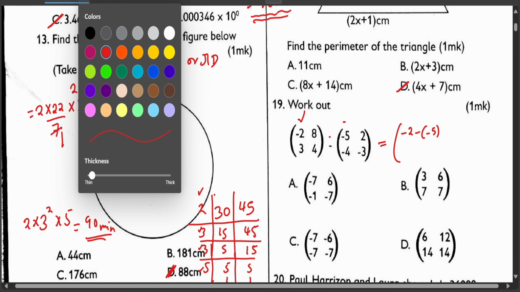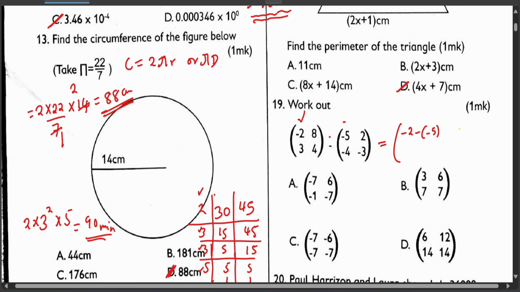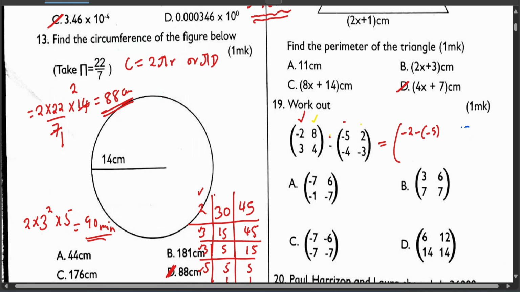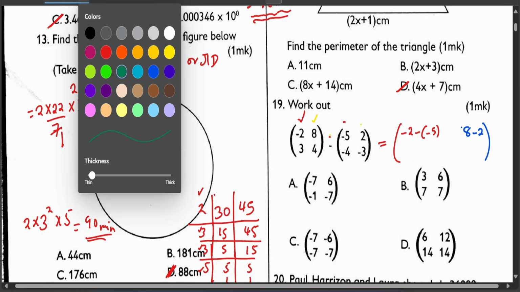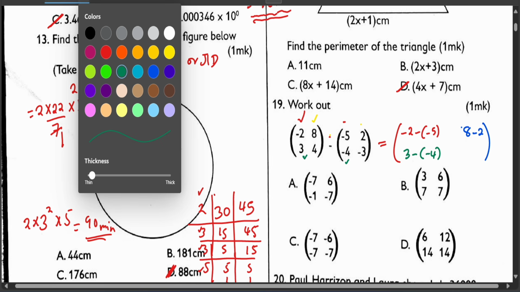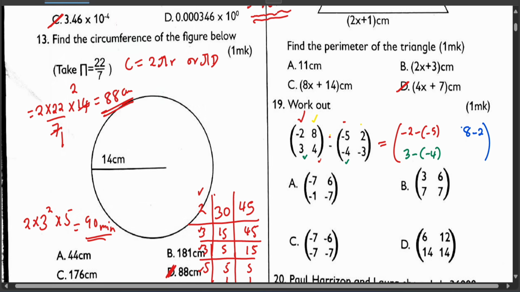Negative 2 minus negative 5. Now let me use any different colors. Nyingine ni 8 minus 2. Sawa. Let me just use another one. Sawa. Hakuna nyingine 8 minus 2. And the other one ni 3 minus negative 4. So ni 3 minus negative 4. And the last one, let me just use a red again. Ni 4 minus negative 3.